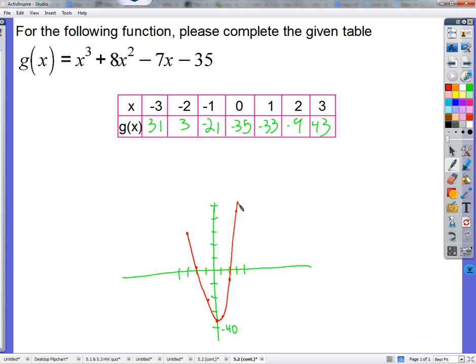So far, there shouldn't be anything real mind-blowing here. We put numbers into this function, we got numbers out, input and output, and we've connected them, and now we're sure that we're supposed to work from left to right as we connect those points. That'll ensure that we don't get multiple outputs for one input.